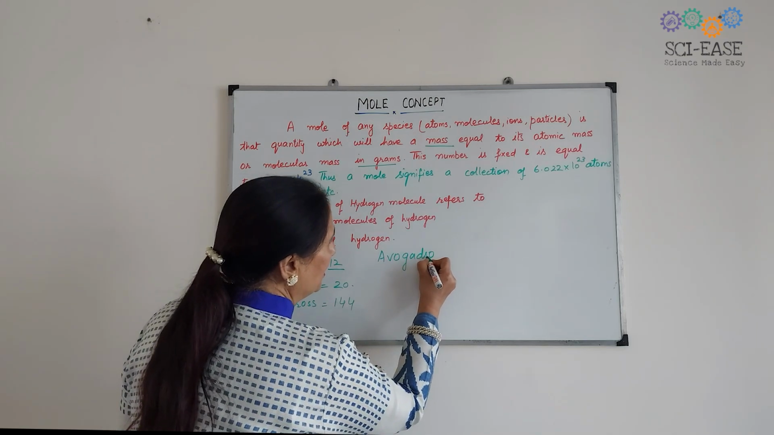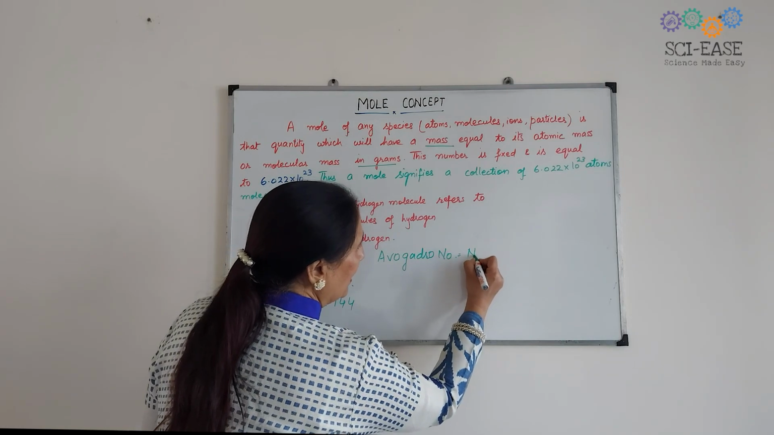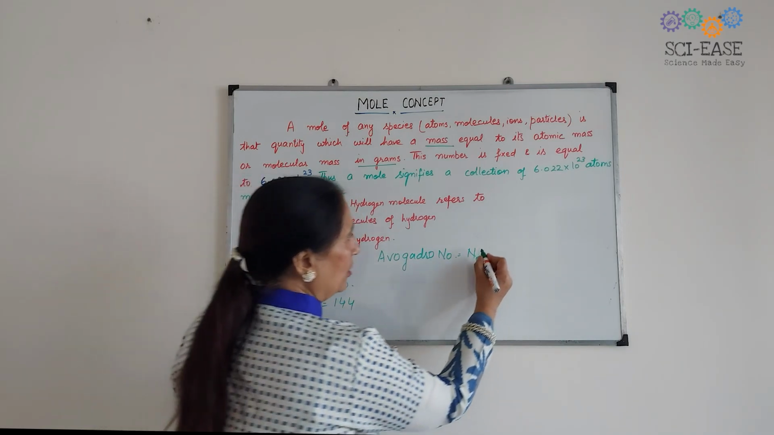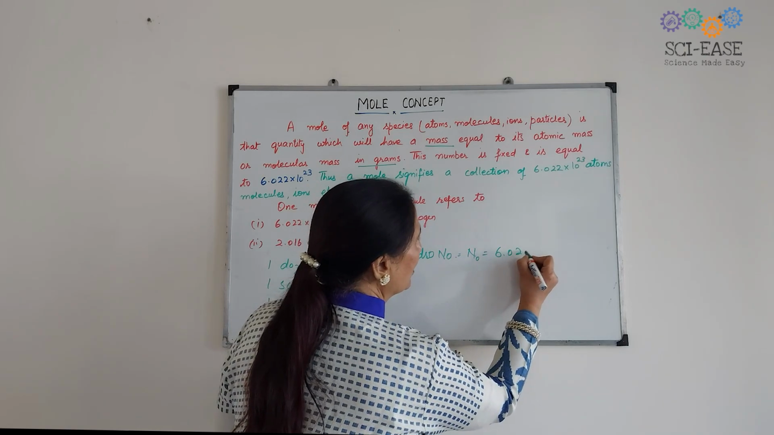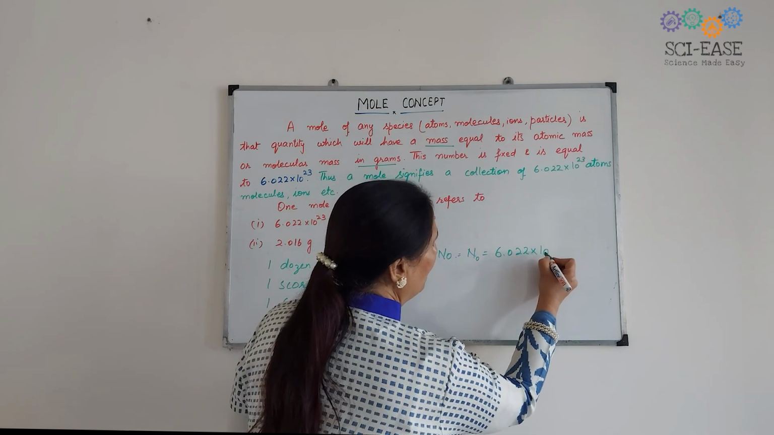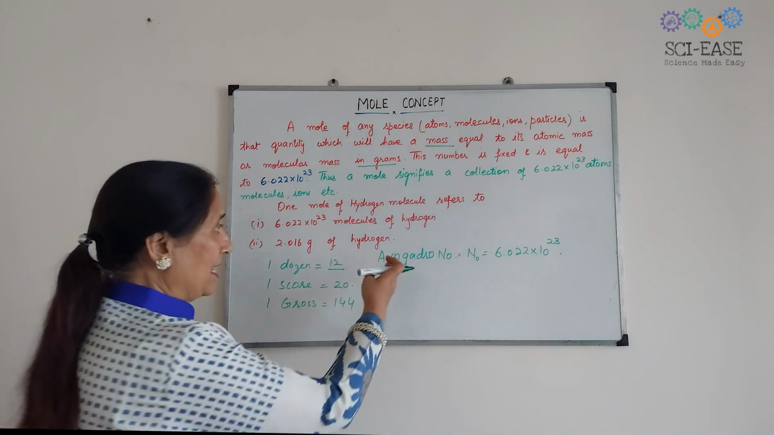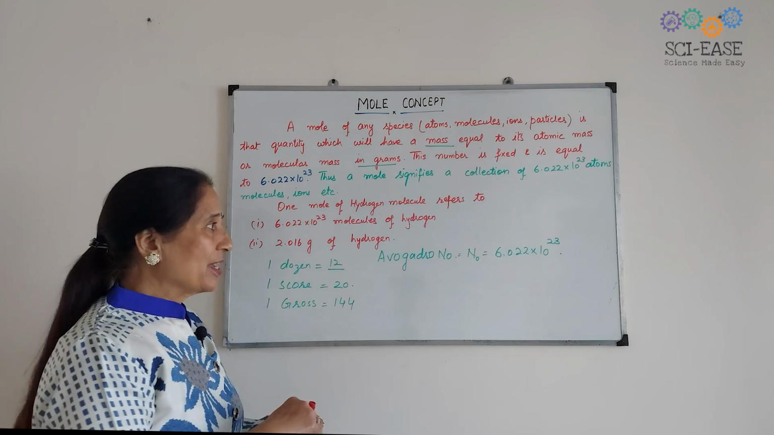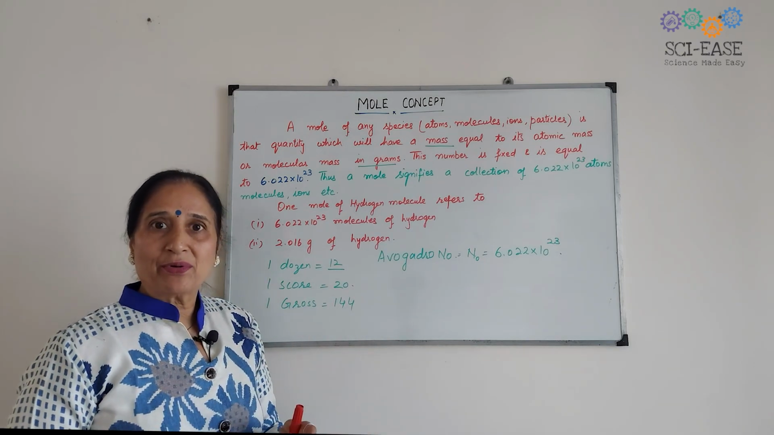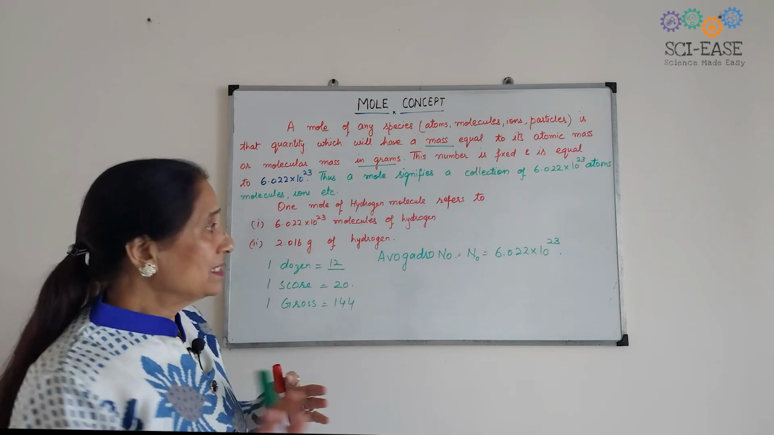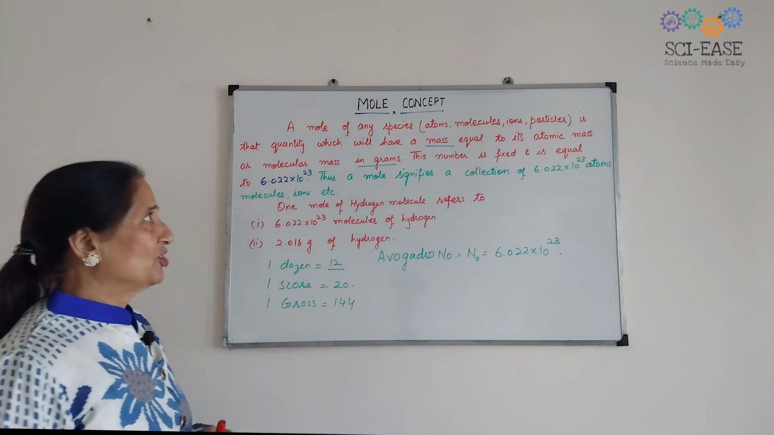Avogadro number, which is denoted by N0 or Na also, and its value is equal to 6.022 into 10 to the power 23. Clear? Scientist Avogadro gave this number. So after the name of Avogadro, this Avogadro number is named, and its value is this much.